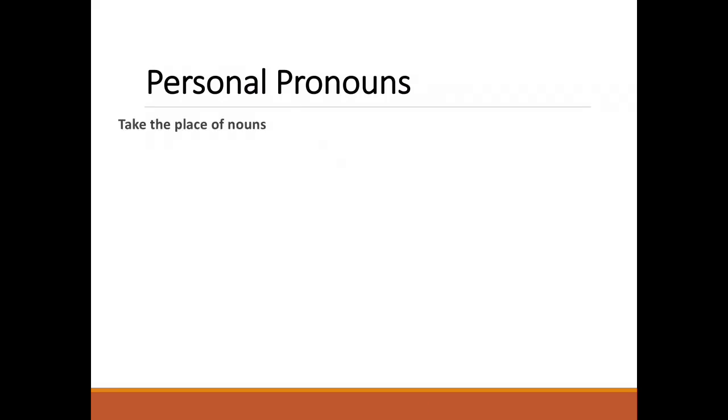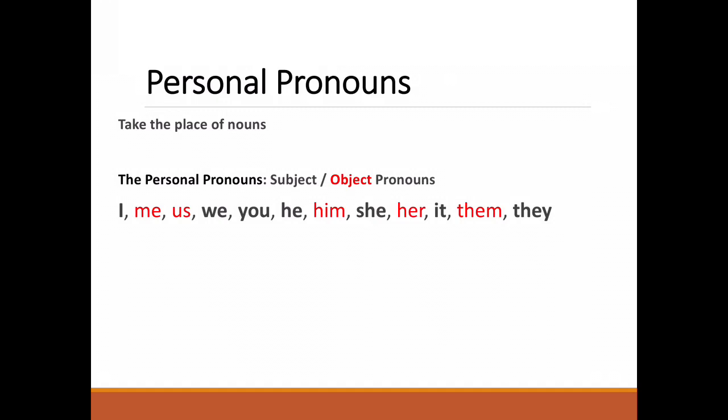It takes the place of a noun. That's why it's called a pronoun, because it substitutes a noun. But let's see. There are 2 types of personal pronouns, the subject pronouns and object pronouns. As you see below, I is a subject pronoun. Me and us are object pronouns.